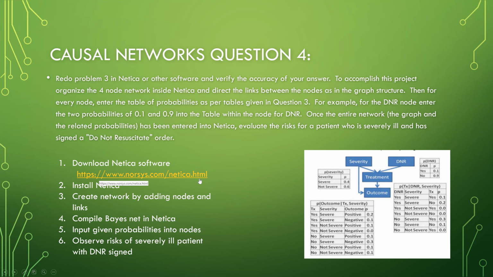Step 1, you want to download the application. Step 2, you want to install it. Step 3, we're going to create the network and the nodes with the links in Netica. Then we're going to compile that network. Then we're going to input the given probabilities into the nodes. And then finally, we're going to observe the risks of a severely ill patient who has signed DNR, and observe that outcome to see how that is impacted.